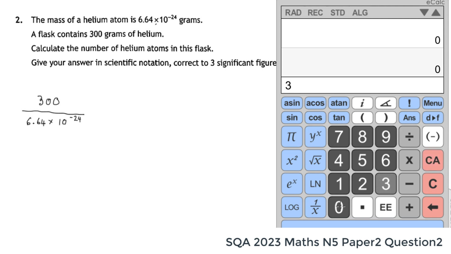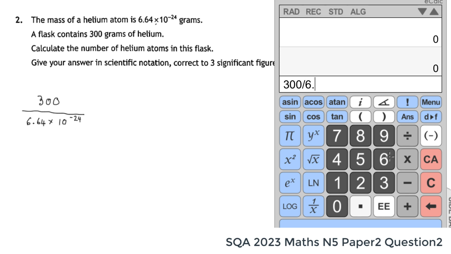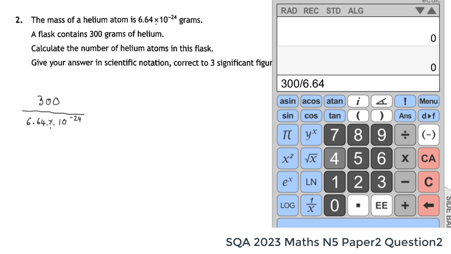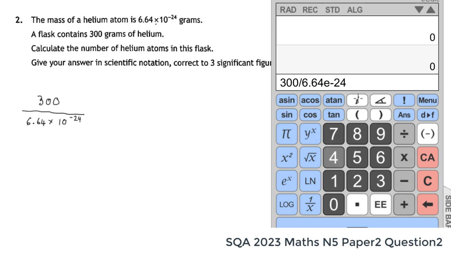Now, 300 grams divided by, and here's the problem. This is in scientific notation. How do we enter scientific notation? We're okay with the 6.64, but what about this times 10 to the negative 24? Well, on my calculator there's a special button. It's got an EE on it, which I press, and then I put in negative 24. There's a negative, not the minus, the negative 24. And that's how I enter it on my calculator.